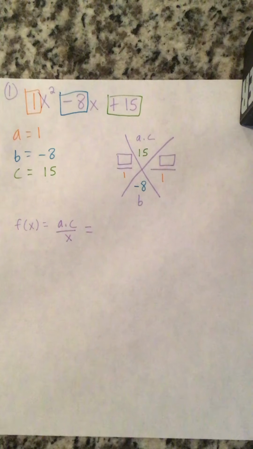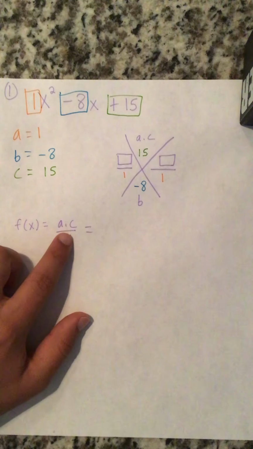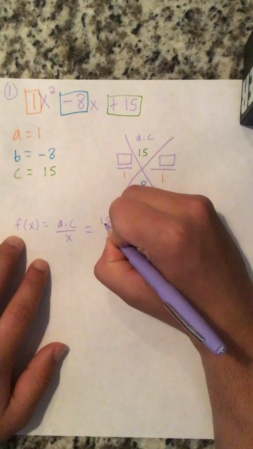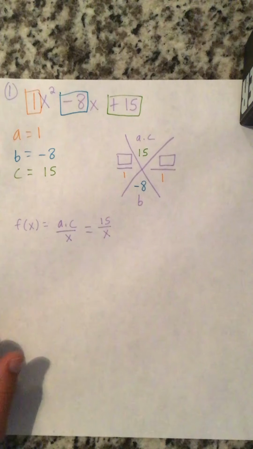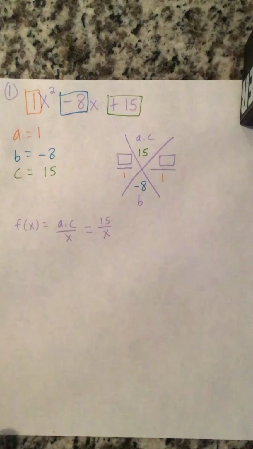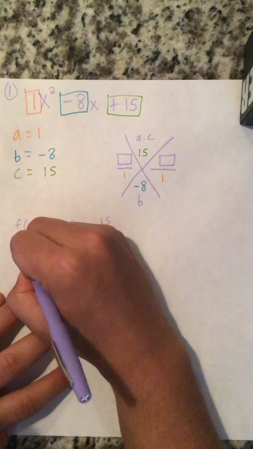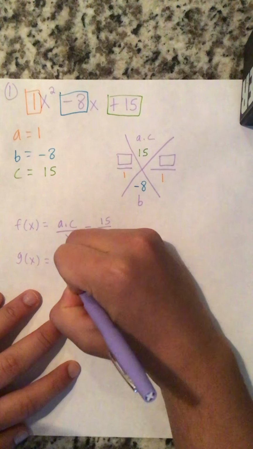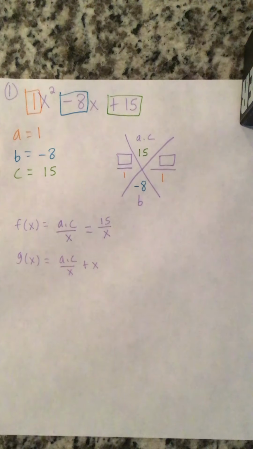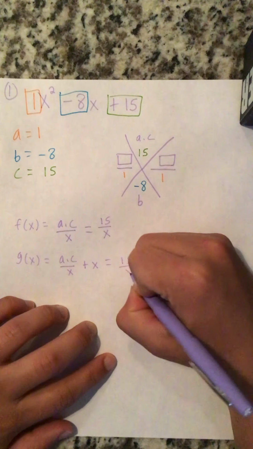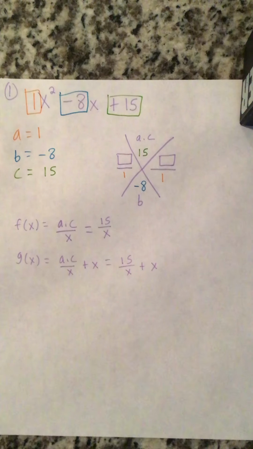So using my a times c, my new equation is going to be 15 over x. Okay, so that's one equation. That's part of what's going to help me find these boxes. Now let's go to g of x. So g of x is just a times c over x plus x. It's the exact same thing, but all we have to do is tack on that x at the end. Hopefully you're with me so far.